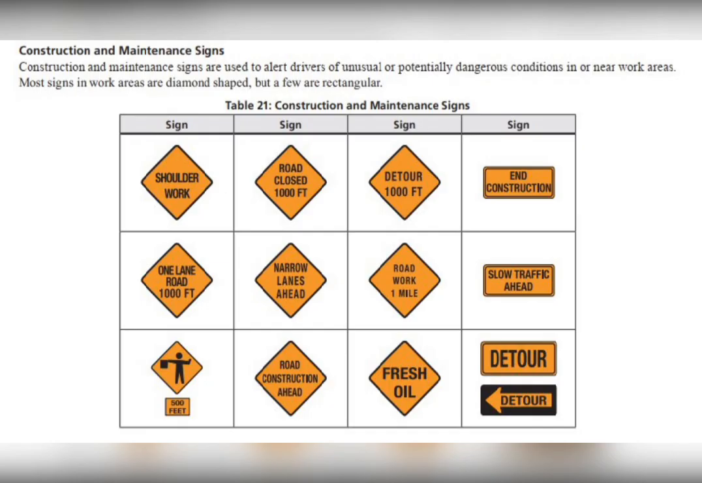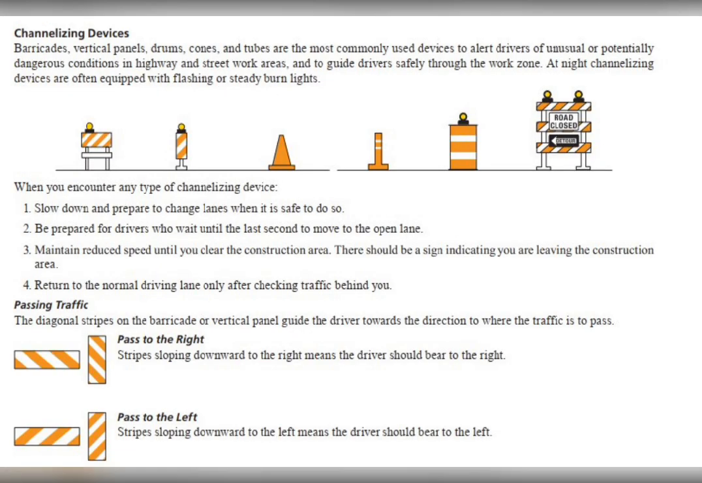Construction and maintenance signs. Construction and maintenance signs are used to alert drivers of unusual or potentially dangerous conditions in or near work areas. Most signs in work areas are diamond-shaped, but a few are rectangular. Table 21. Construction and maintenance signs. Channelizing devices. Barricades, vertical panels, drums, cones, and tubes are the most commonly used devices to alert drivers of unusual or potentially dangerous conditions in highway and street work areas, and to guide drivers safely through the work zone.